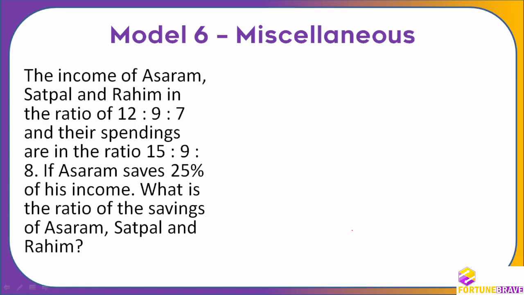The incomes of Asaram, Satpal and Rahim are in the ratio 12:9:7, and their spendings are in the ratio 15:9:8. If Asaram saves 25% of his income, what is the ratio of the savings of Asaram, Satpal and Rahim? Very interesting question. So we'll try to solve this.